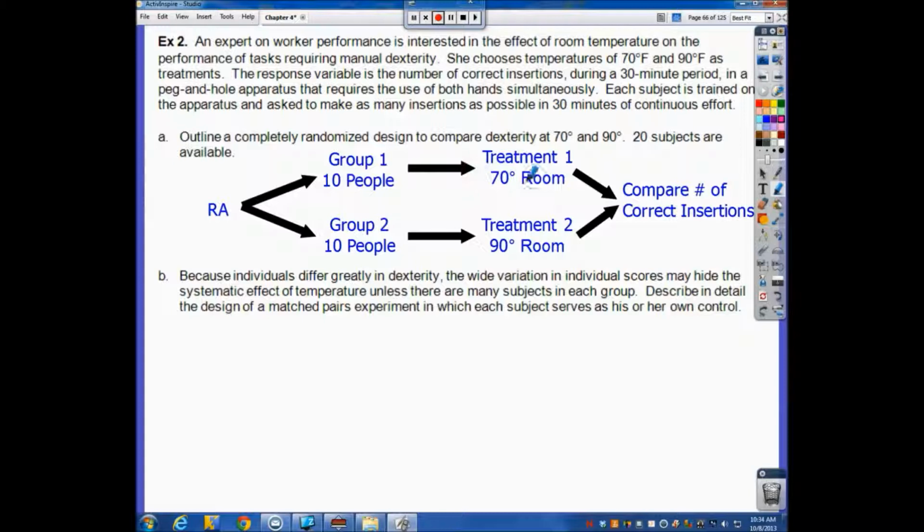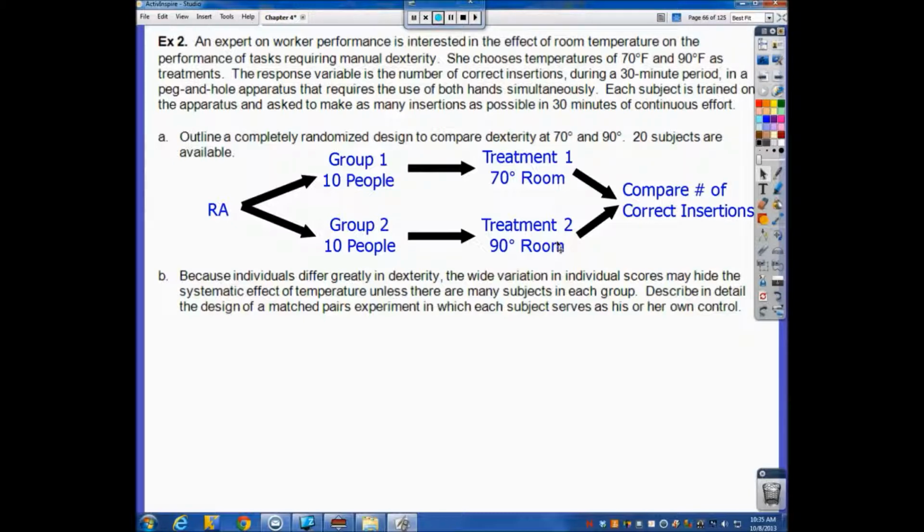If, say, the 70-degree room has a significant amount more correct insertions than the 90-degree room, we would say that our results are statistically significant, that there was a definite difference. If the two numbers for correct insertions are pretty close to each other, and we can't say that there is a definite difference between the 70 and the 90-degree room, then we would say our results are not statistically significant, that there was no big difference between the two treatments.